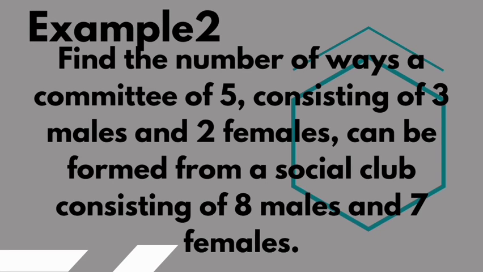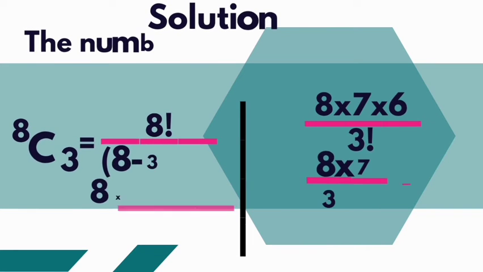Example 2. Find the number of ways a committee of 5 consisting of 3 males and 2 females can be formed from a social club consisting of 8 males and 7 females.